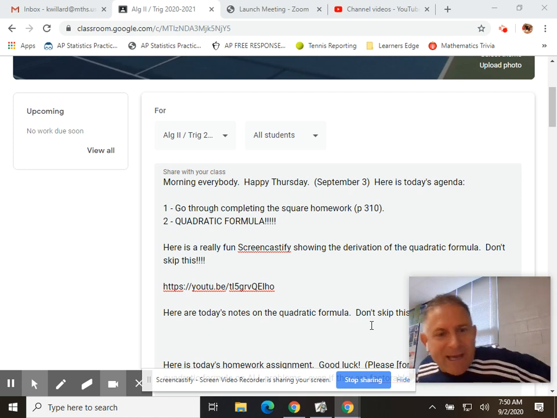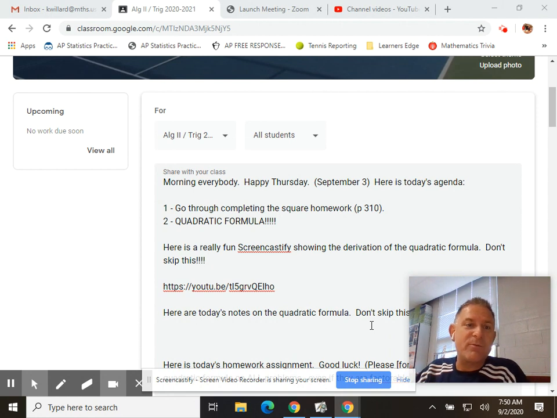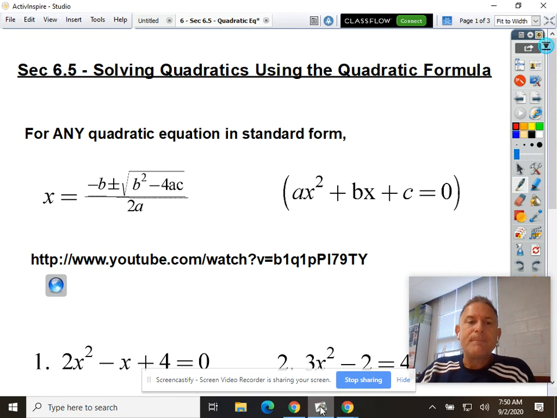All right, gang, we are back with some quadratic formula examples. If you made it through the quadratic formula derivation, good for you. You should have. It wasn't that bad. We're going to do some examples real quick.